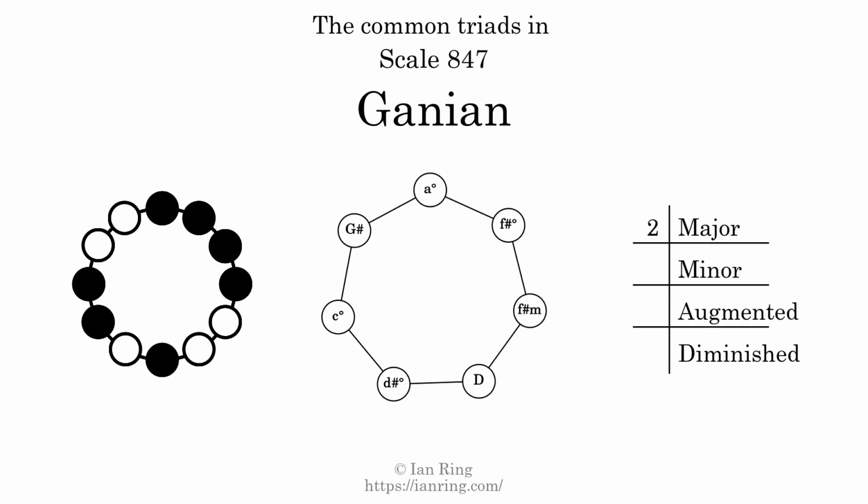There are 2 major triads. There is 1 minor triad. There are no augmented triads. There are 4 diminished triads. Here is a Hamiltonian path of parsimonious voice leading that uses all the triads.